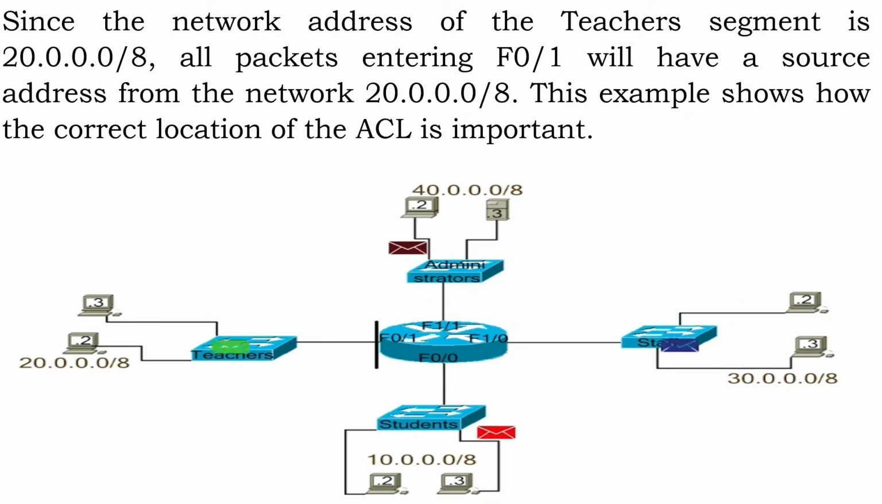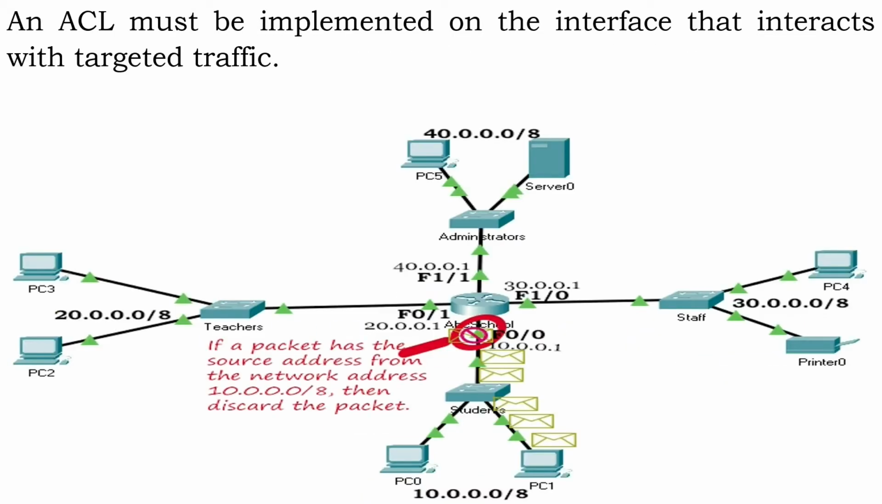Since the network address of the teacher's segment is 20.0.0.0/8, all packets entering F0/1 will have a source address from the network 20.0.0.0/8. This example shows how the correct location of the ACL is important. An ACL must be implemented on the interface that interacts with targeted traffic.